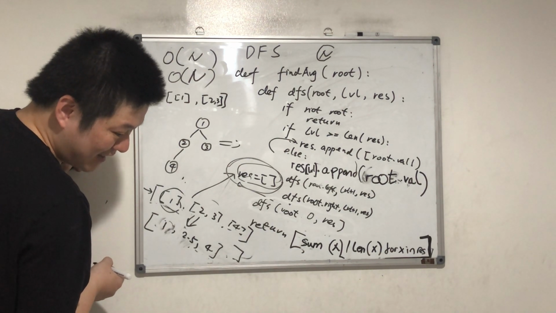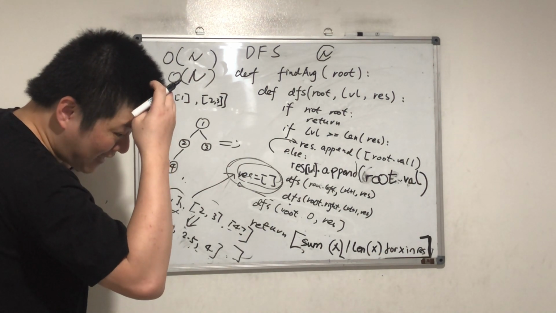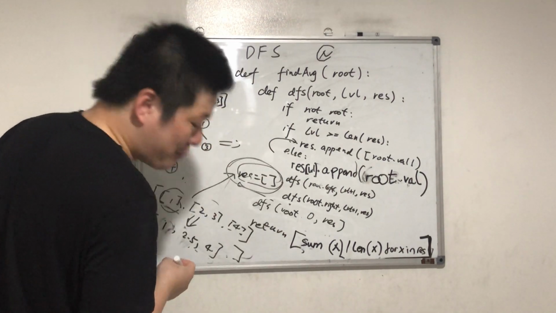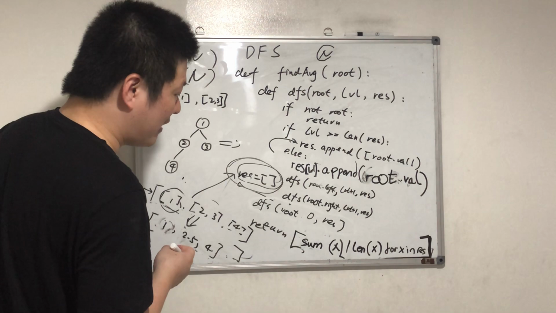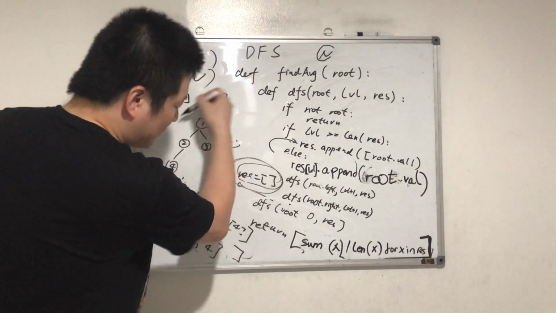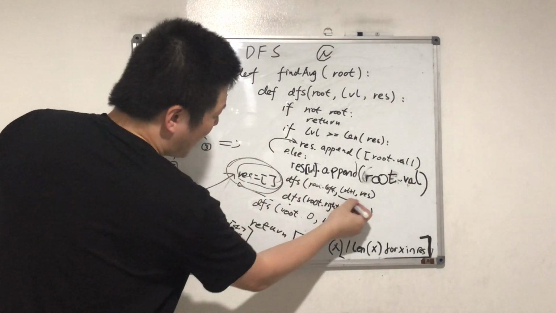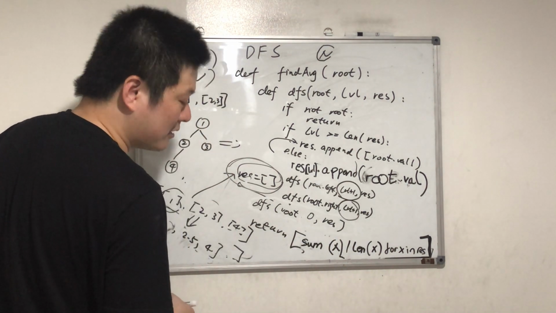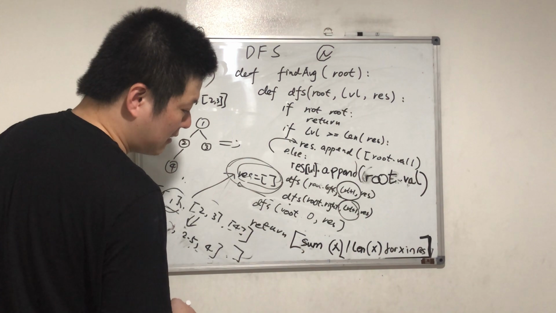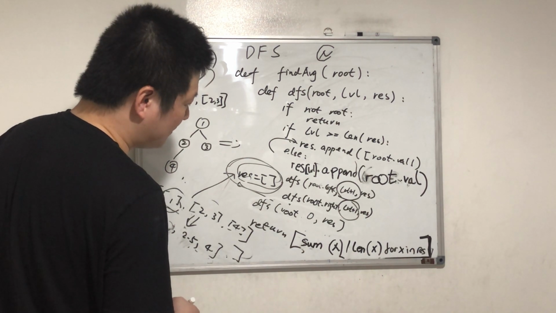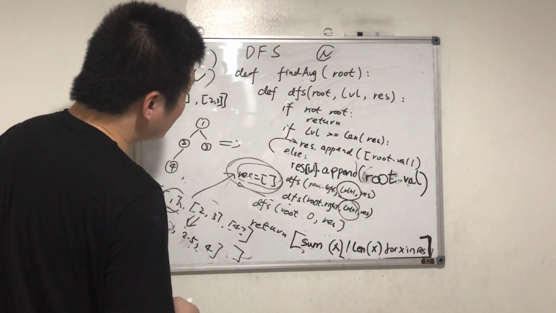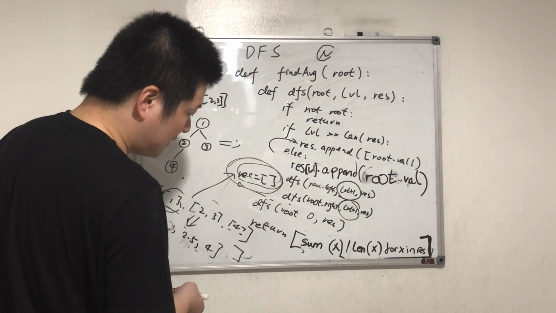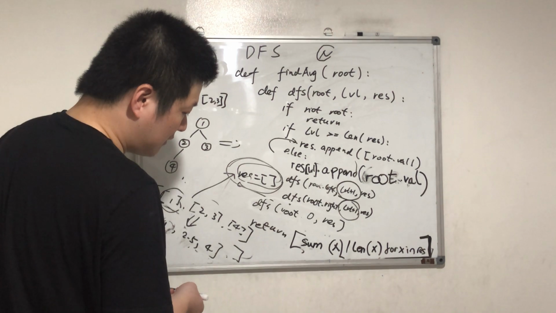Got it? Does it make sense, Eric? You understand? A little bit? Okay. And then I go, because we go to the left and go to the right, with the level plus 1, right? Any questions you don't understand? Any questions?